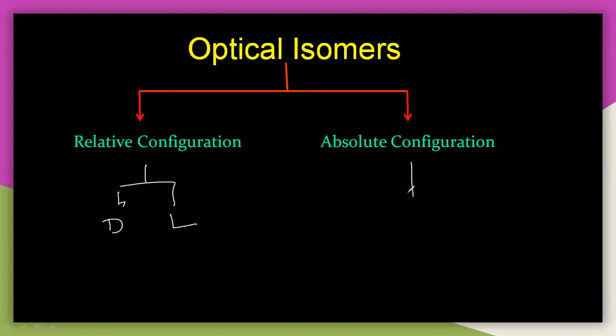In the absolute configuration, we will give the symbols R and S. So we will give two kinds of symbols: one is D, L, and the other is R, S. They are only symbols: D and L, R and S. Remember, this is a very, very important thing. Optical isomers are generally isomers which have the same molecular formula but differ in their optical activity.